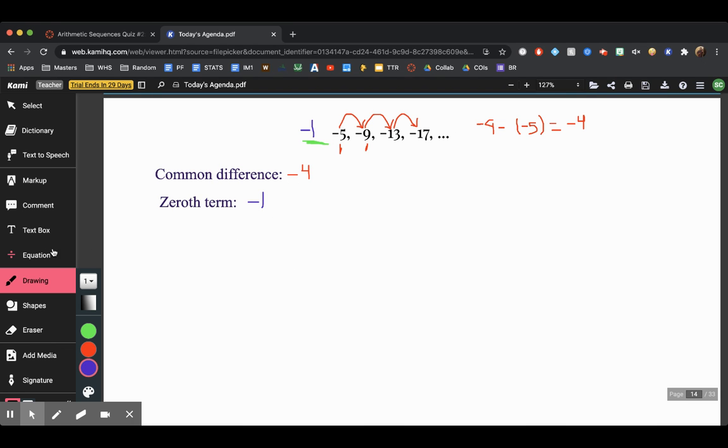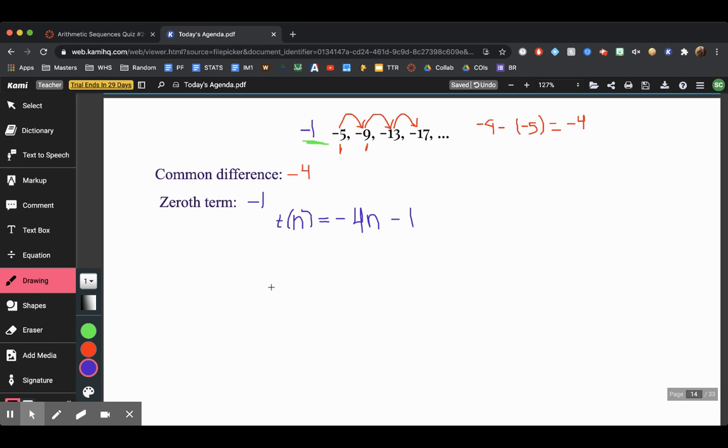The other thing that it usually asks us to find is the equation. To find the equation, I do T of n is equal to, always, the common difference. In this case, it's -4. So -4 times n, which is the term number again, plus the 0th term. In this case, the 0th term is -1, so I'm just going to put -1. And that would be the equation. This is what we would use to find the term number.